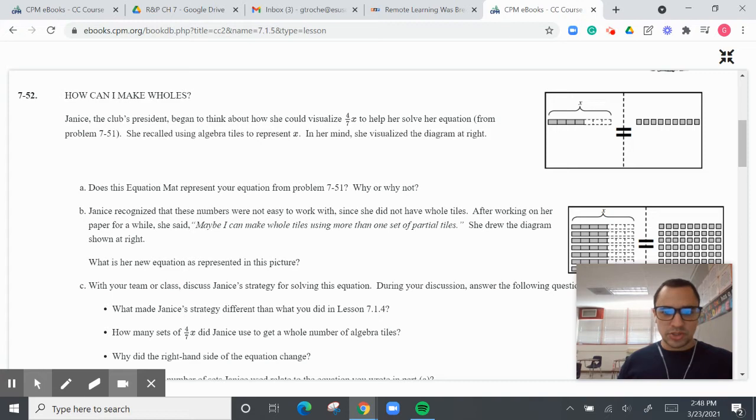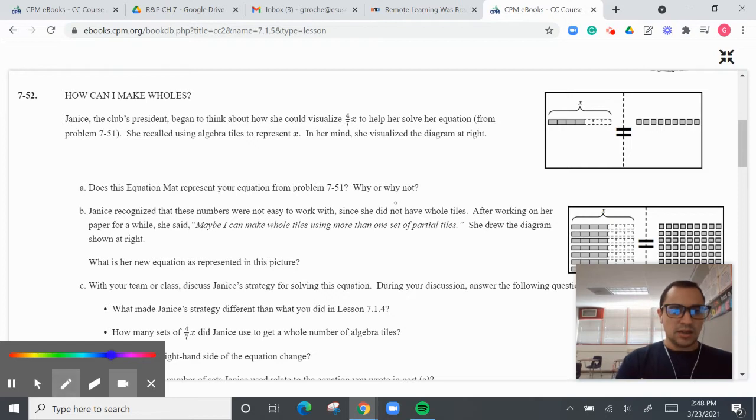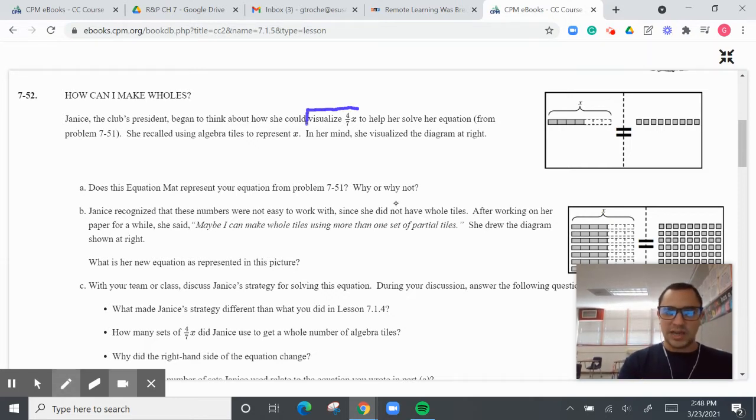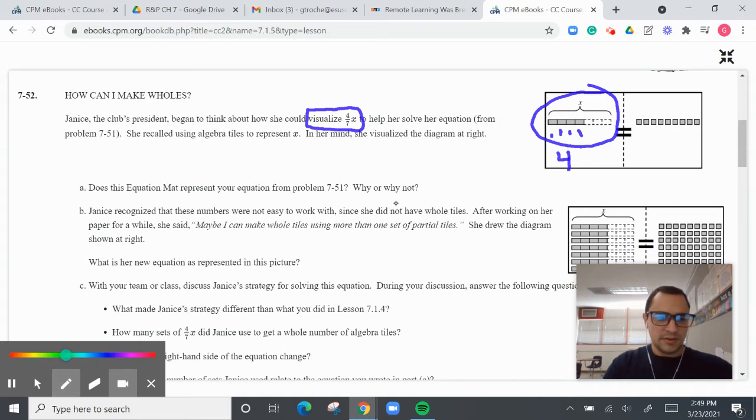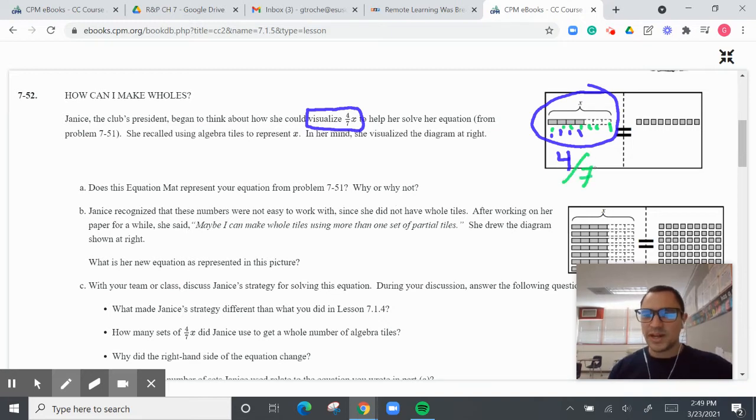752, let me just double check that's our problem we're doing right now. All right, 752. Janice, the club president, began to think how she can visualize 4/7 x. So she recalled using algebra tiles here, and x is represented here. So if you look, it's 1, 2, 3, 4. So we have 4 out of 1, 2, 3, 4, 5, 6, 7. So we have 4 out of 7 there. So x is 4 out of 7, and that equals 1, 2, 3, 4, 5, 6, 7, 8, 9. So that equals 9. So 4/7 x equals 9.